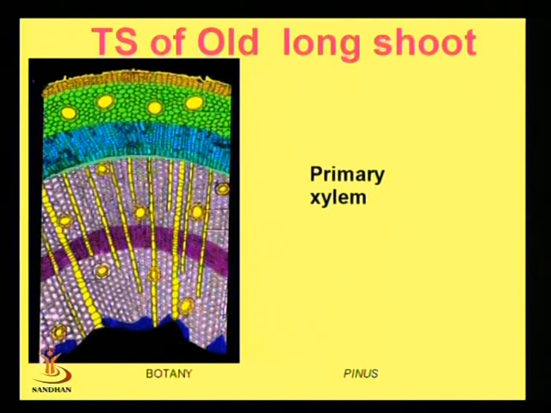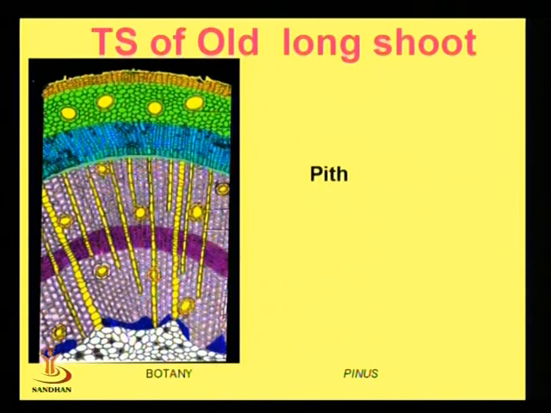Next to the wood, the secondary xylem, there is a primary xylem. A very small patch of primary xylem is there, which is generally not noticed when we take the section, but there is a very minor, very small part of primary xylem, and following the primary xylem there is the pith region. In the pith region there are certain brown colored cells, that is tannin cells.